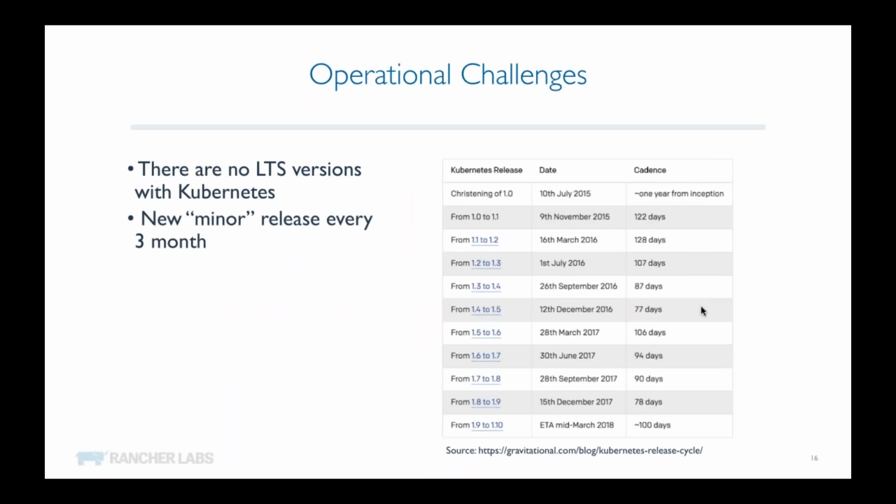The challenge is that until now there is really no long-term support version with Kubernetes, and when we look at the releases over the past 1.5 years or so, you can see that there's a new minor release every 3 months. And minor is in quotes for a reason, because it often means API changes and so on. So you want to closely follow that release cycle and upgrade and keep your own environment up to date with those, which can be a challenge too.